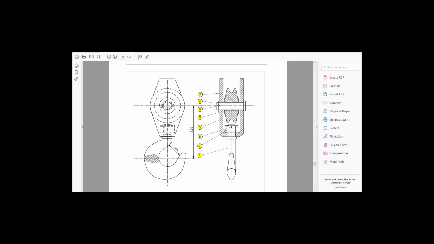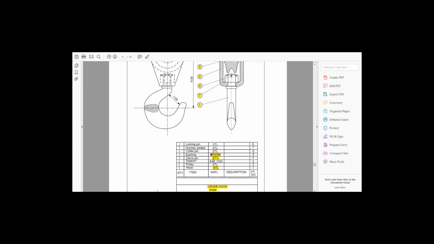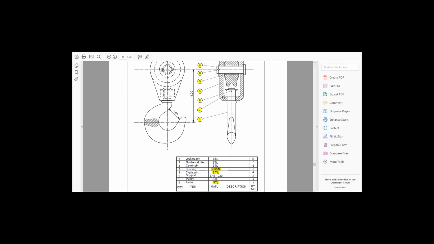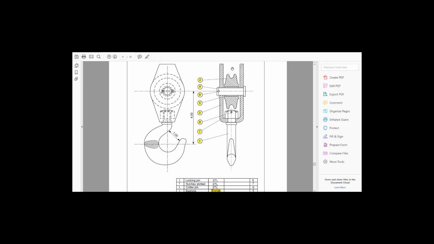In this case, I have a nut, number 7. If I cross-reference to a nut, it's like a lock nut, number 7, and there's a locking pin in number 8. So that nut is being held by a locking pin to the hook so it doesn't fall out. And also there is a cable that is running through this sprocket right here.